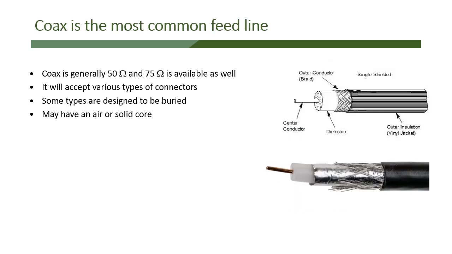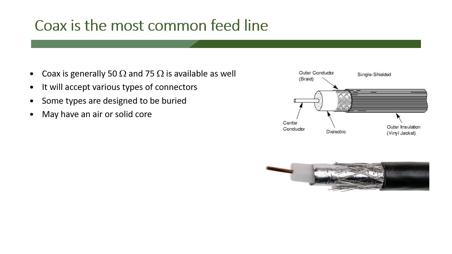So coax is the most common feed line that we see around today, and it generally is 50 or 75 ohms is available. It will accept various types of connectors. Some types are designed to be buried, and they may have an air or solid core. And you can see the diagram of how they're described here above. They have a center conductor, a dielectric or insulator, an outer conductor or braid, and then a heavy outer jacket.